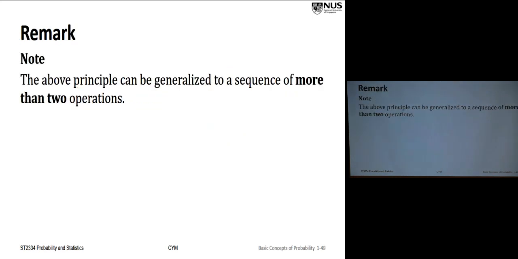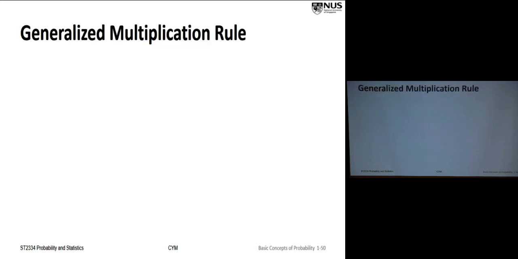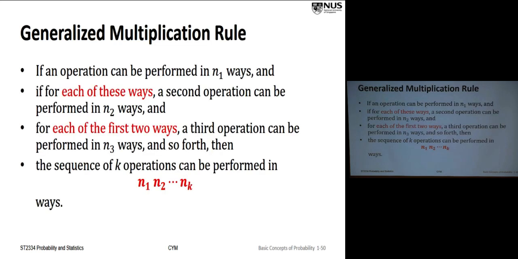Okay, so this n1 times n2 ways to have the outcomes, number of outcomes, can be applied to more general situations for which we have k operations. Each operation has its own number of outcomes. So altogether, it will be n1 times n2 times up to nk.